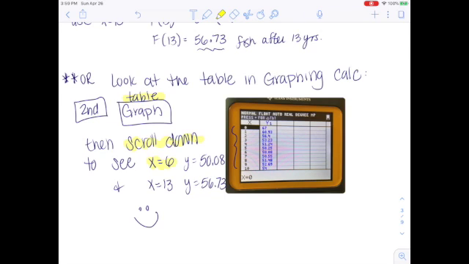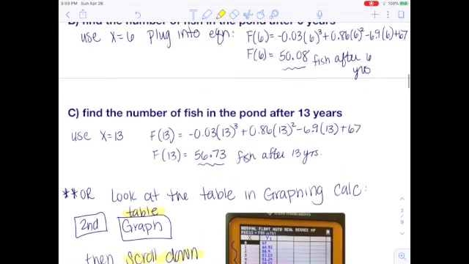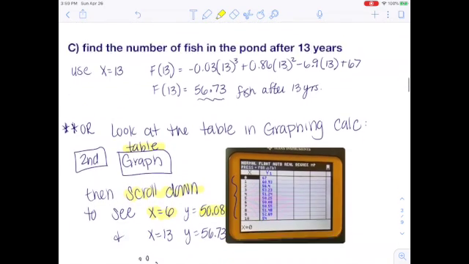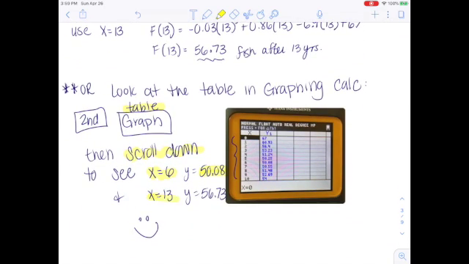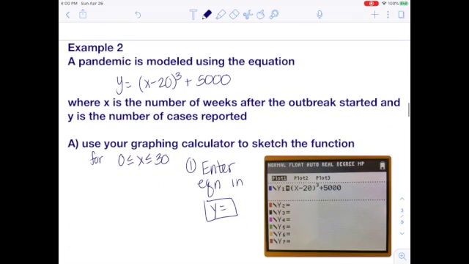And then you're going to scroll down until you see x equals 6, and you get your y value of 50.08, which we did by hand not too long ago right there in part B. And then for x equals 13, you can scroll down a little bit more and you'll see 56.73. So do you have to do that by hand? Of course not. Use your table. Be smart, work less.